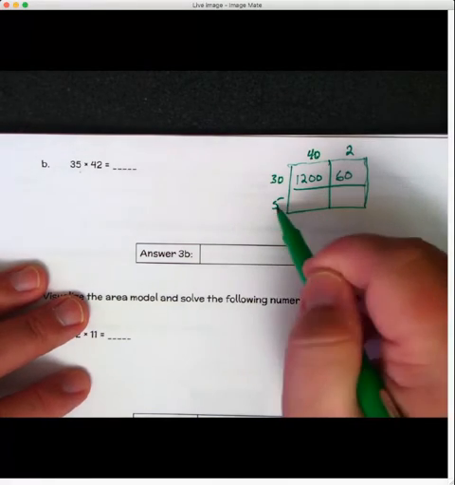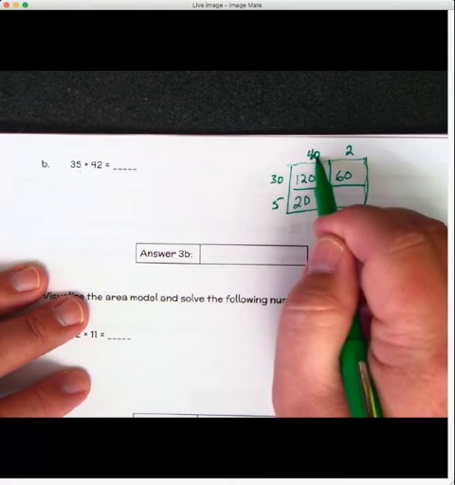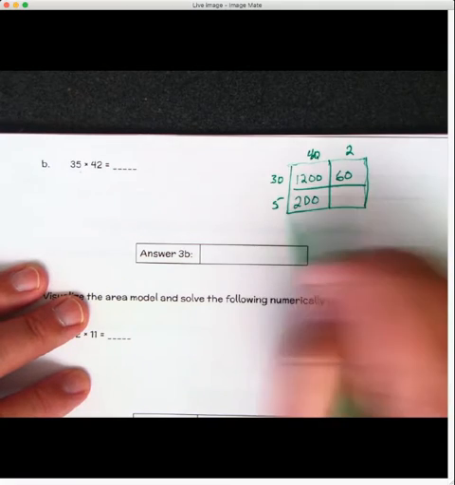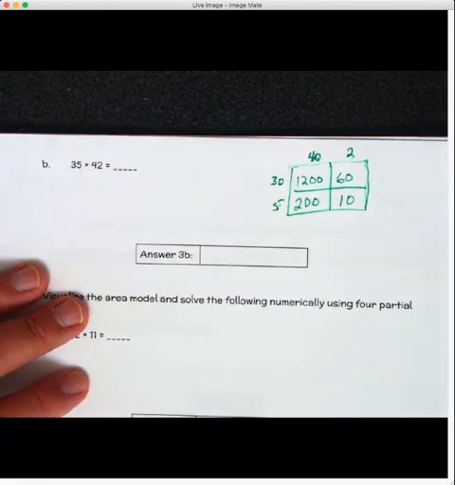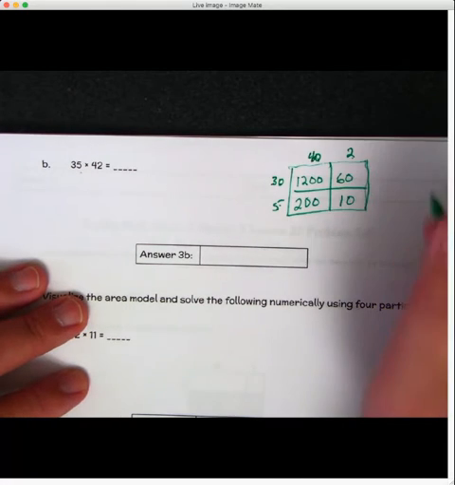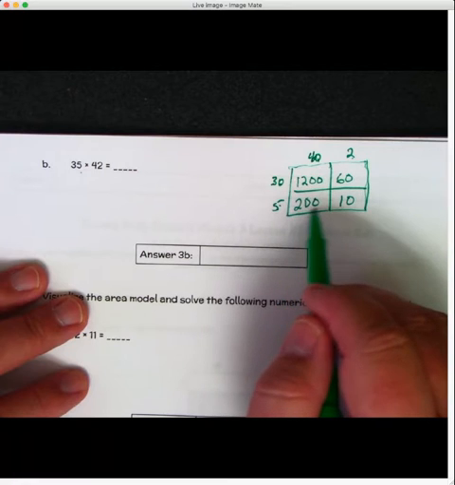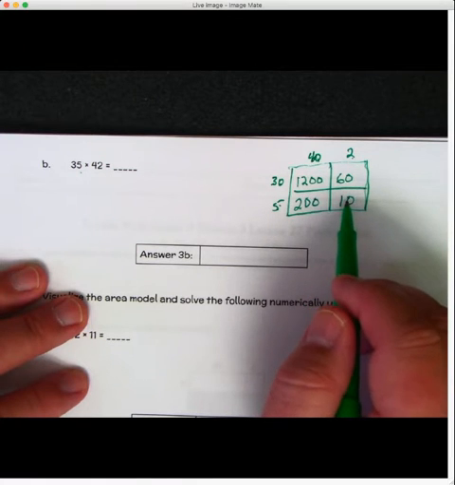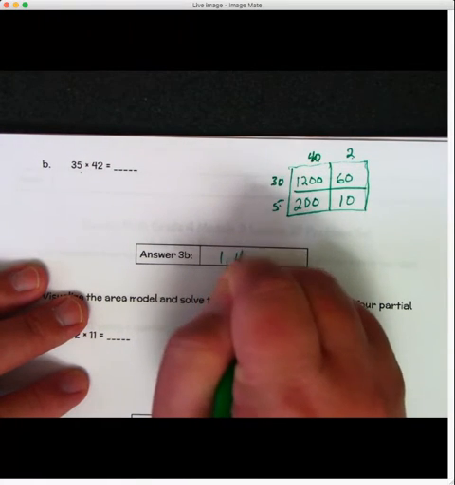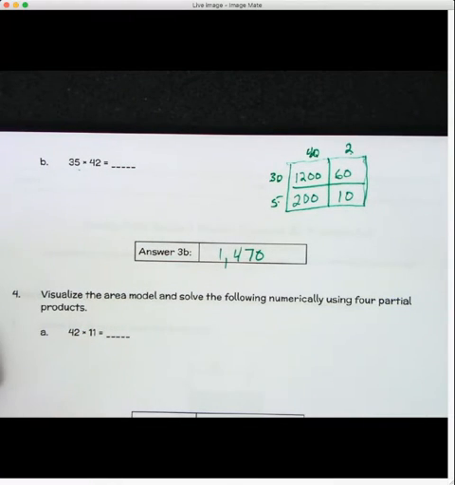Now let's do this box. 5 times 40. 5 times 4 is 20. But we've got to add that 0, so it's 200. And then 5 times 2 is 10. All right, and then we just add these together. You'll need to do it on paper. I'm going to do some mental math here. 1,200 plus 200 is 1,400. Plus 60 would be 1,460. Plus 10 more would be 1,470. I told you I kind of like this.